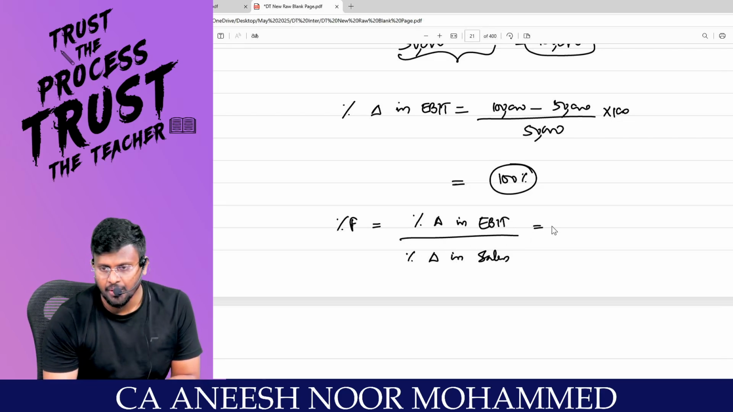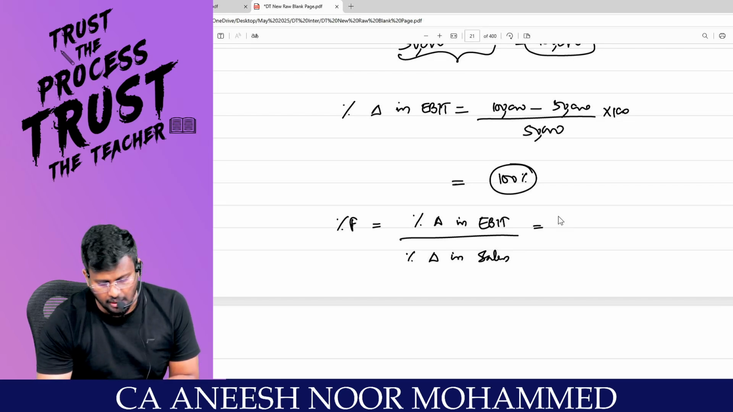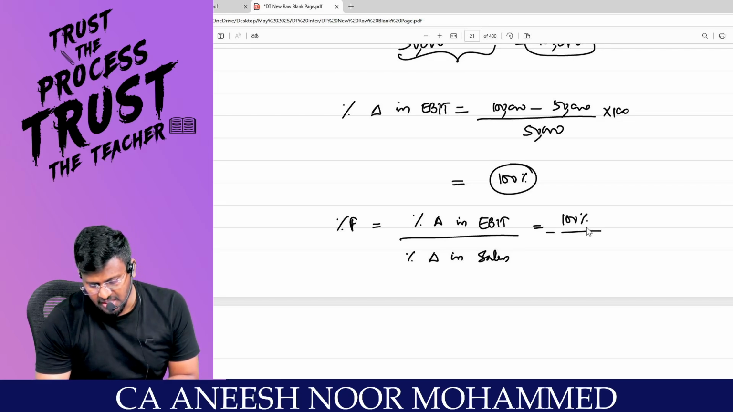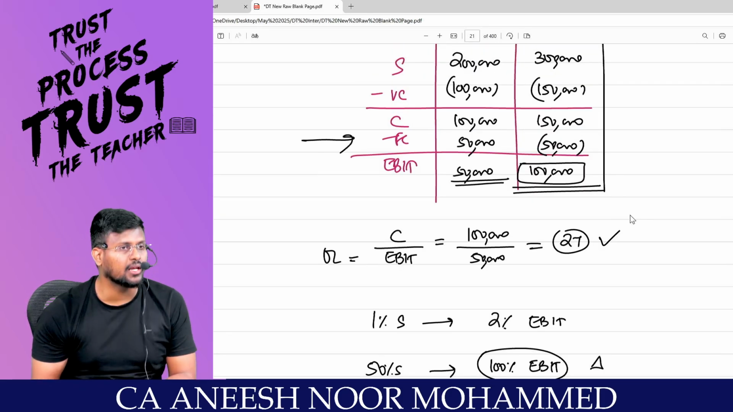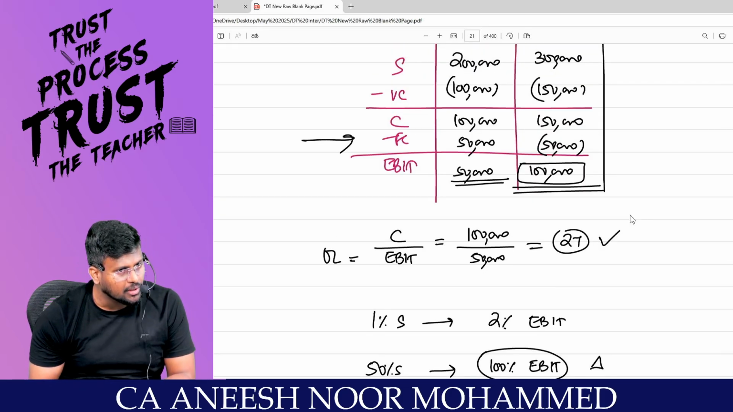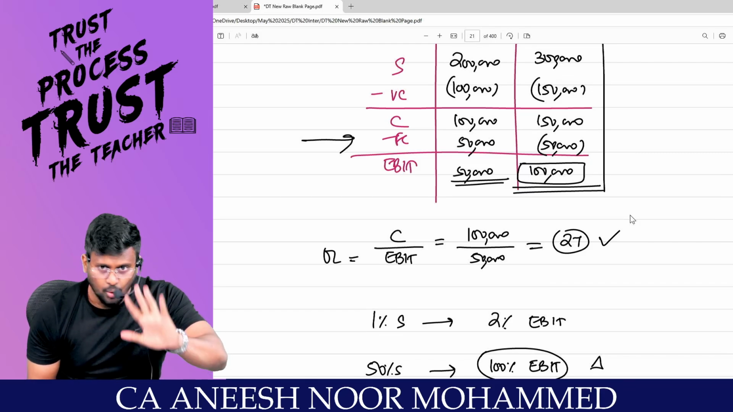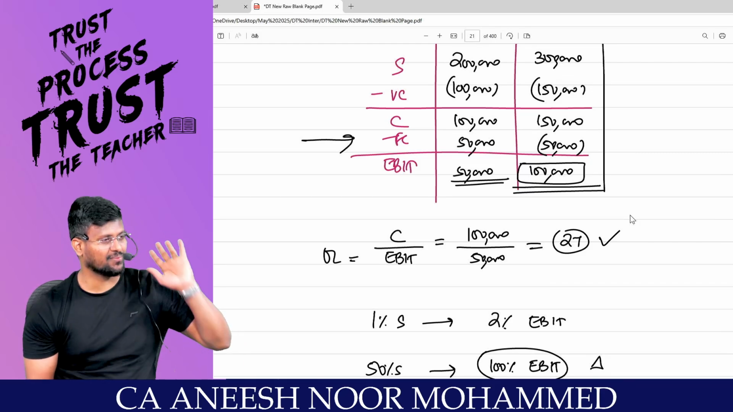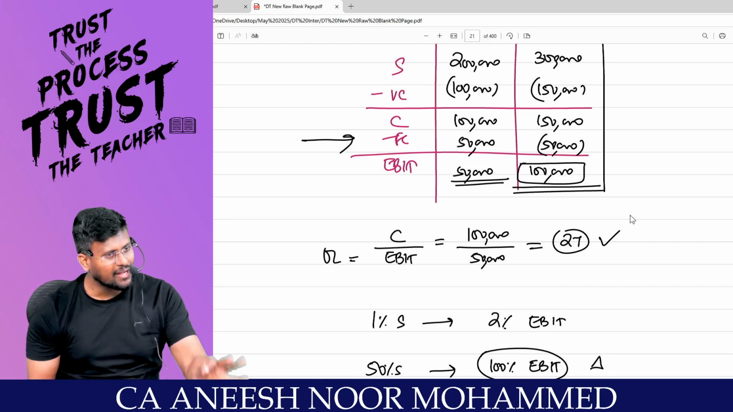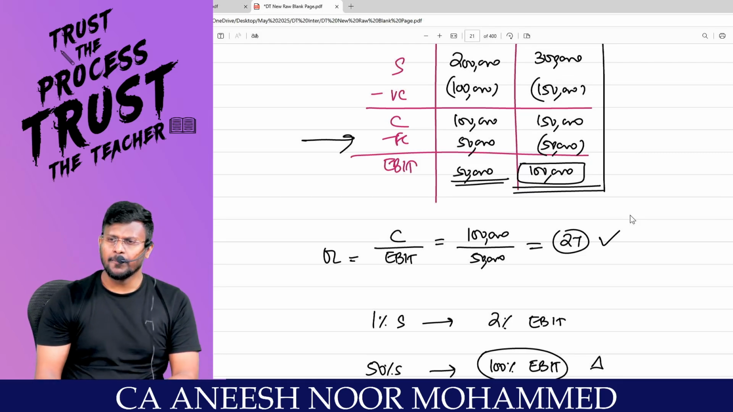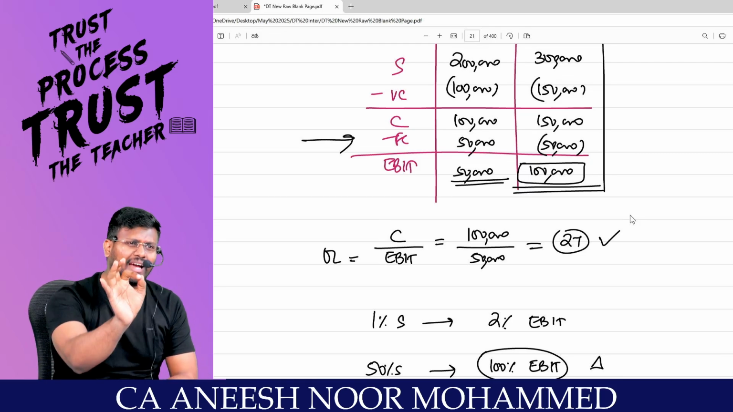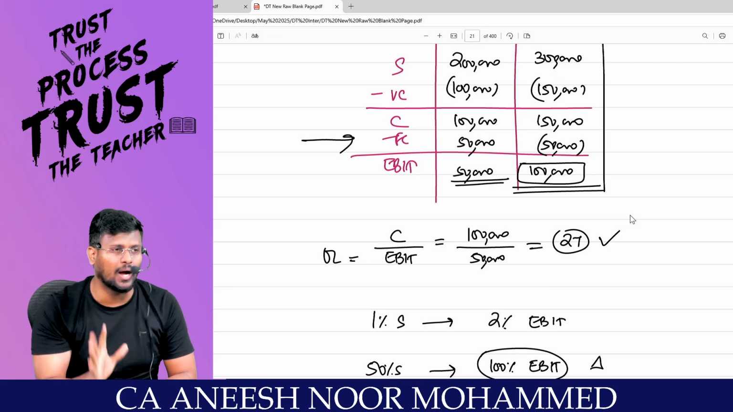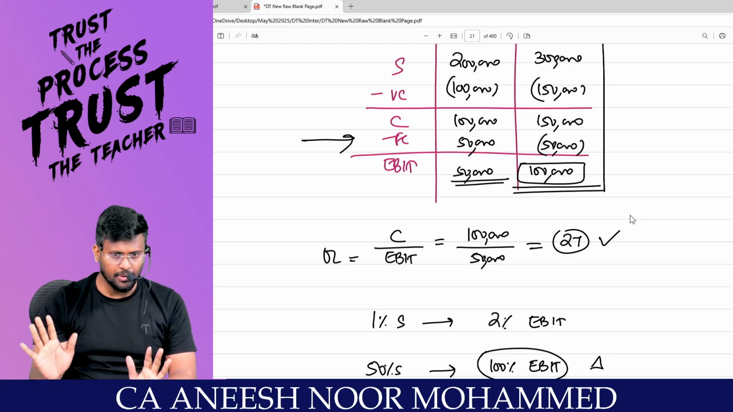Getting it? What is the percentage change in EBIT? 100%. What is the percentage change in sale? 100 divided by 50. 2 times is the operating leverage. Are you all really with me? So in 2 ways, we are having 6 ways to find out operating leverage. First of all, sir, we are making an analysis from what to what? Sales to EBIT.